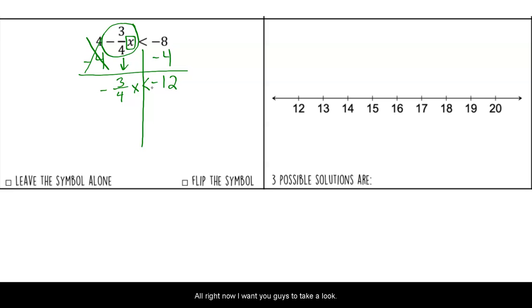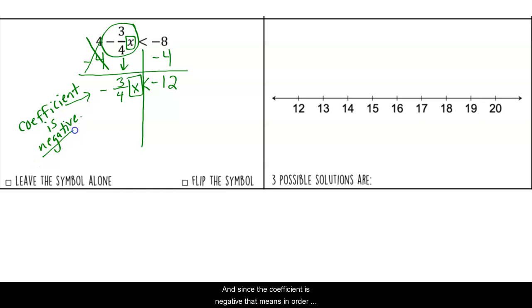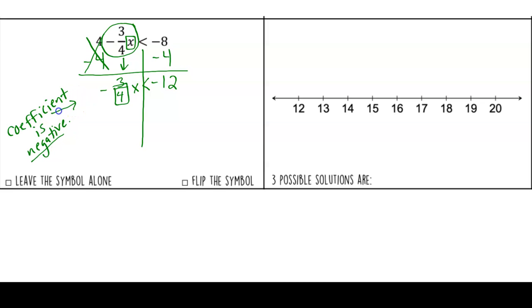All right, now I want you guys to take a look at what is next to that variable right here. Our coefficient, the number that's next to the variable, is negative. And since the coefficient is negative, that means in order to solve it, we're going to multiply by the negative reciprocal. So here, to solve this, let's move this over a little bit. I'm going to have to multiply by a negative number to get rid of a negative.